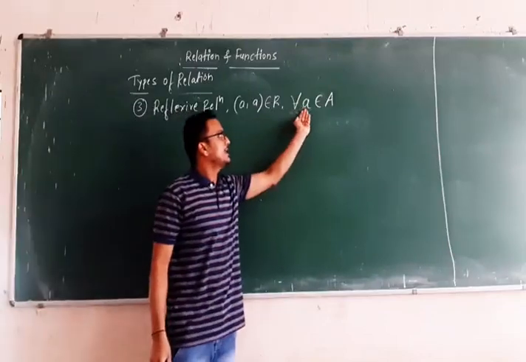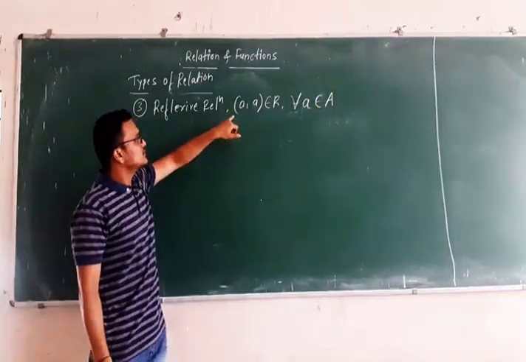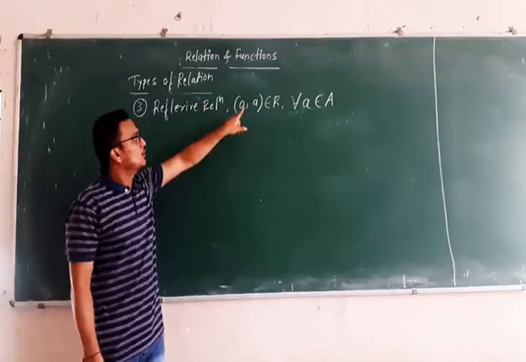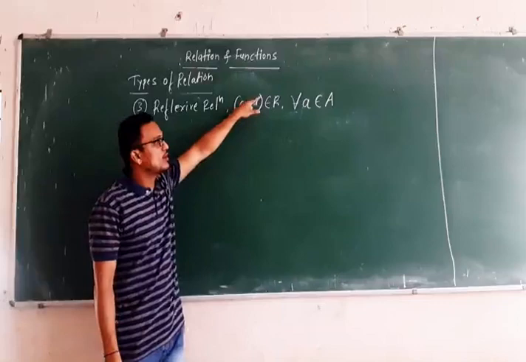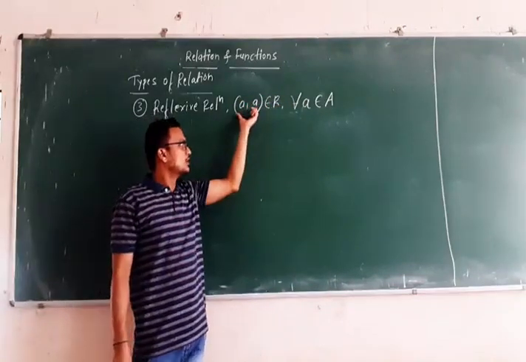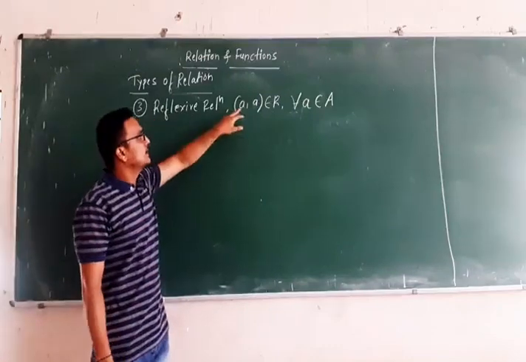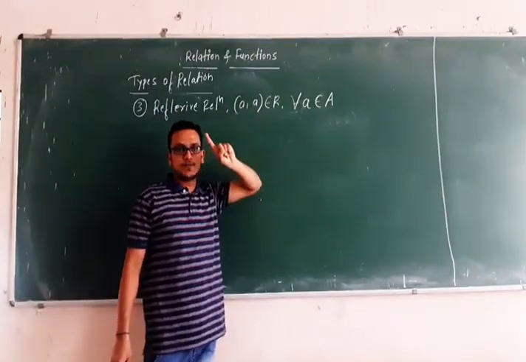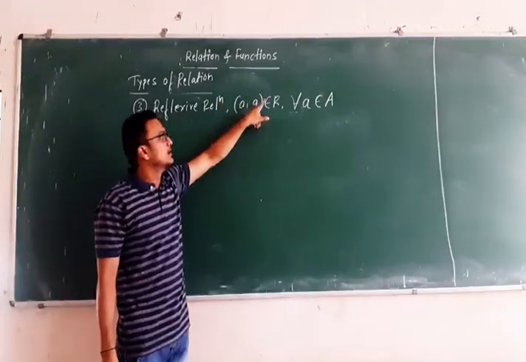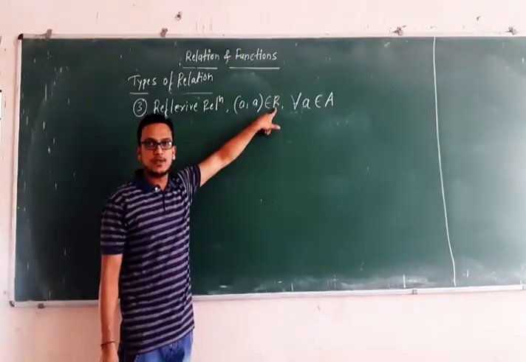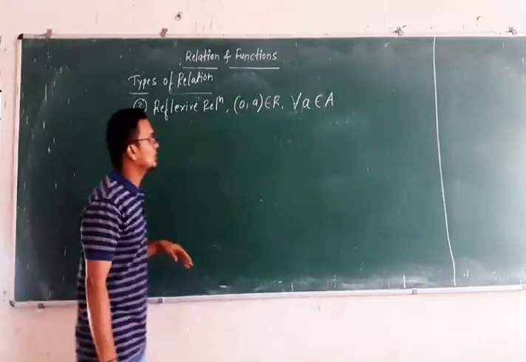So this element a I have chosen from the set A. A relation is called reflexive when this condition is satisfied: the ordered pair (a, a) belongs to R, meaning this ordered pair should be present in R. For example, if a is 1, then it becomes (1, 1). That ordered pair (1, 1) must be present in R. If it is present in R, then you can say that the relation is reflexive.